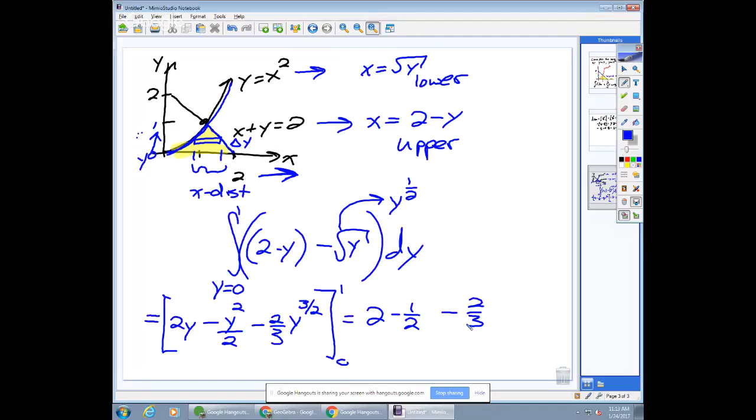And let's see, what does that give me? That gives me 2 minus 1/2 would be 3/2. Is that right? So 3/2 minus 2/3. Common denominator would be 6. So this is then 9 minus 4 over 6. Hey, which is 5/6. Nice, it works. Fractions being the biggest impediment here.